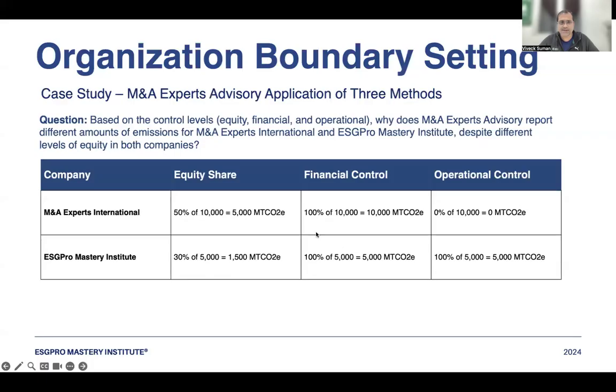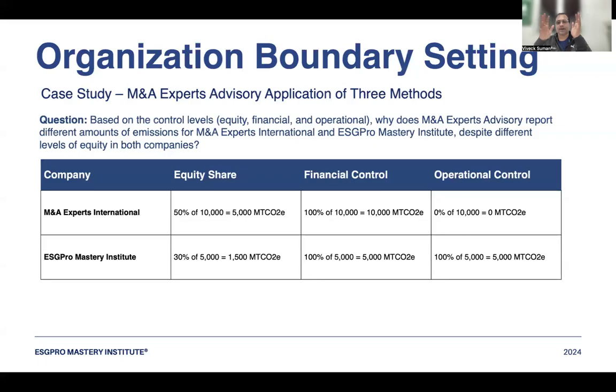Okay, this is the tabular format. I am just showing you how the calculation starts. So you put everything in a table based on each method, because we are doing organizational boundary, not the operational boundary. Operational boundary is what? Scope 1, 2, and 3. We saw in the Tesla case. But we are now helping M&A Experts. You helped Tesla, now you help M&A to calculate based on three methods. What is the total for this year, metric tons of carbon output, based on each method?